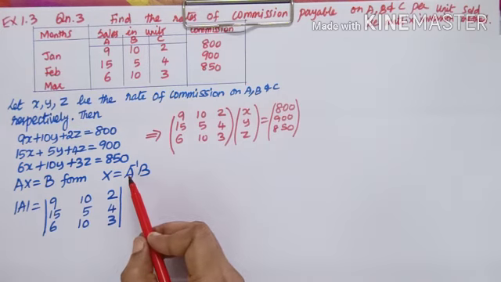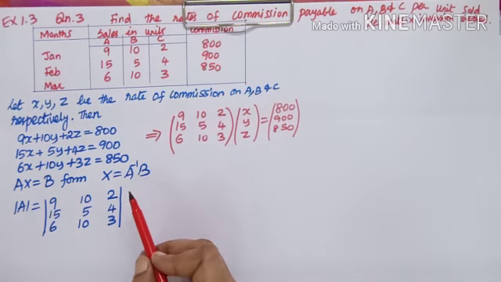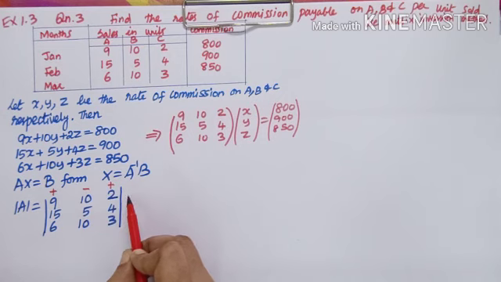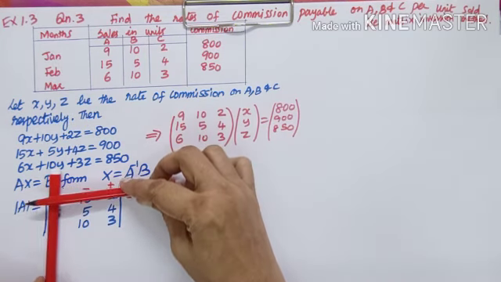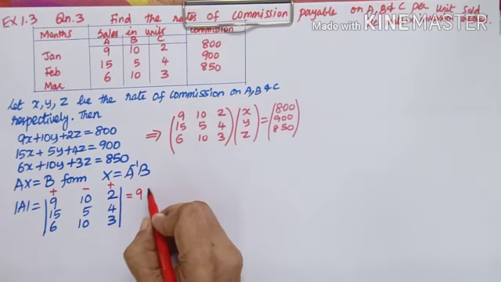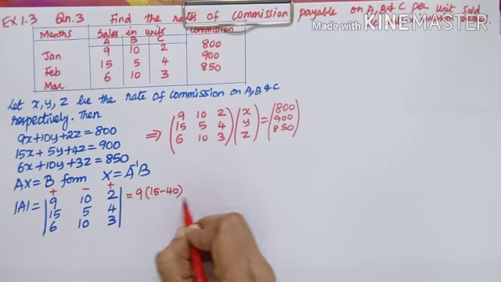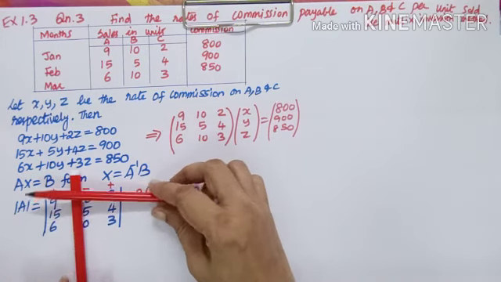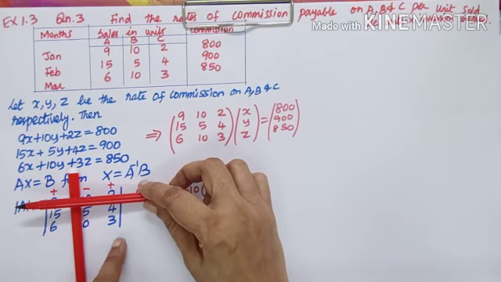How to go for A inverse? The very first step is determinant A. Remember the symbols? Plus, minus, plus. So we have 9 into. Hide the row and column. What is left out? 15 minus 14. Minus 10 into. Again hide the row and column. 15 into 3, 45 minus 24.